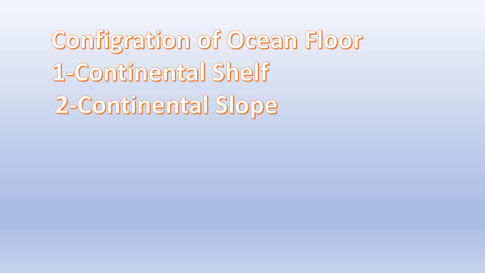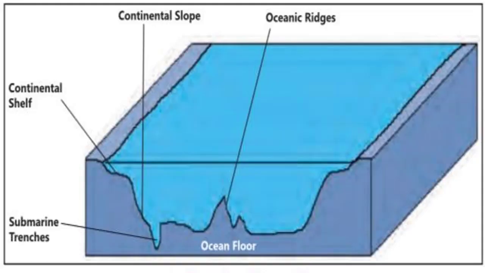Number 2, continental slope. The gentle sloping continental shelf ends at a steep slope which descends into the deep ocean. This is called the continental slope.